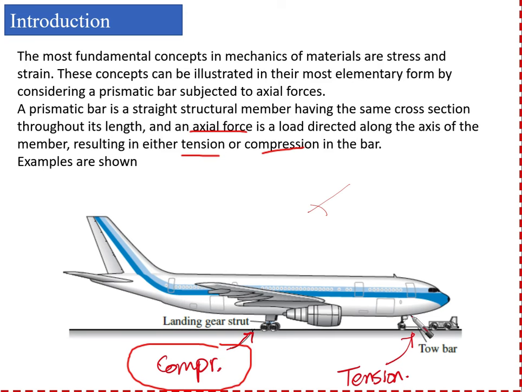And if you look at another element that is under tension, and also prismatic, it is this towing bar. It is under tension, because the towing car is going to pull the aircraft through this tow bar, and this tow bar is going to be under tensile stresses. So this is the main concept of stress and strain as we can see in reality. Let's dig deeper and try to understand more about it.